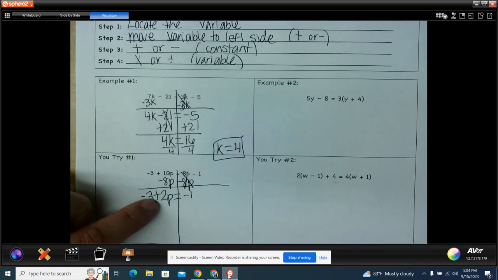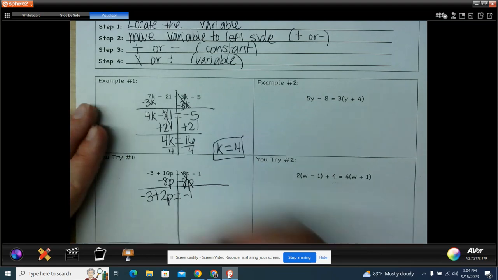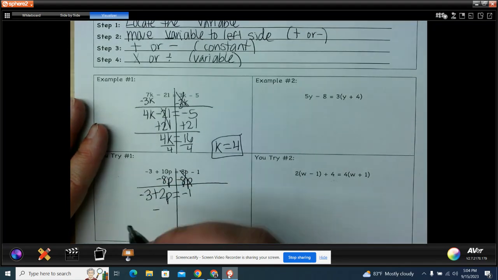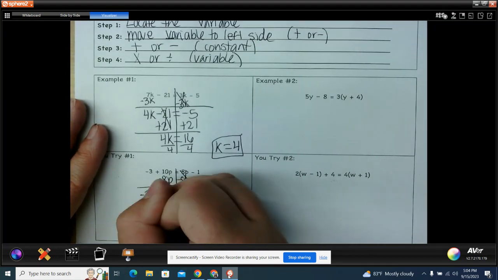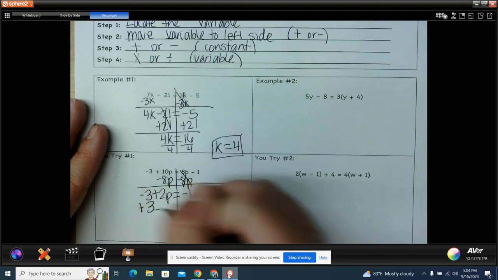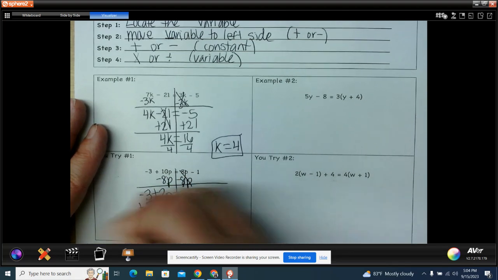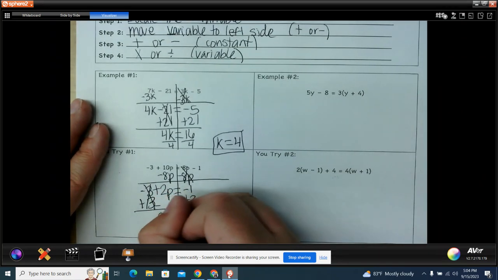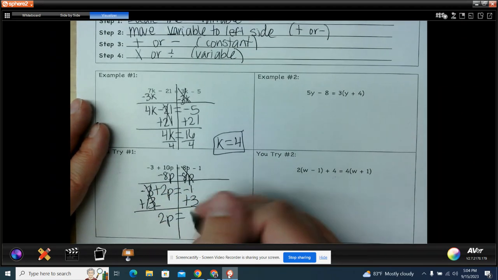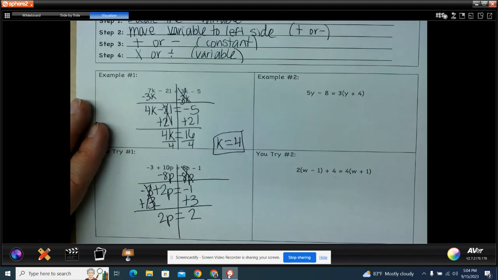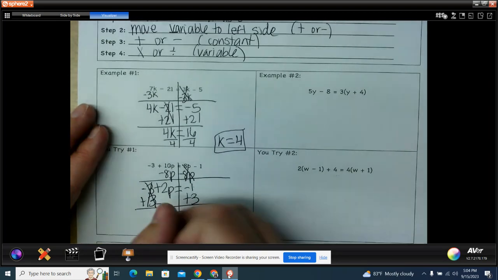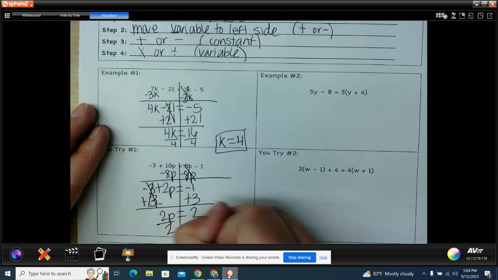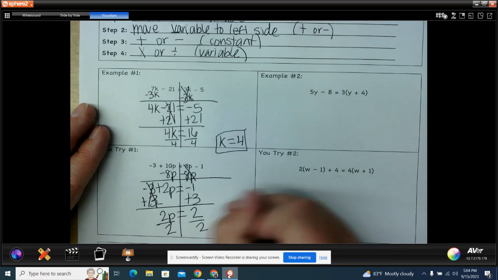We're then going to move our 2p over. So to do that, we're going to move our minus 3 over, which is going to be adding 3 to both sides. So our 3's will cancel. We're going to bring down 2p. Negative 1 plus 3 is 2. And then now we're going to divide by 2. So p equals 1.